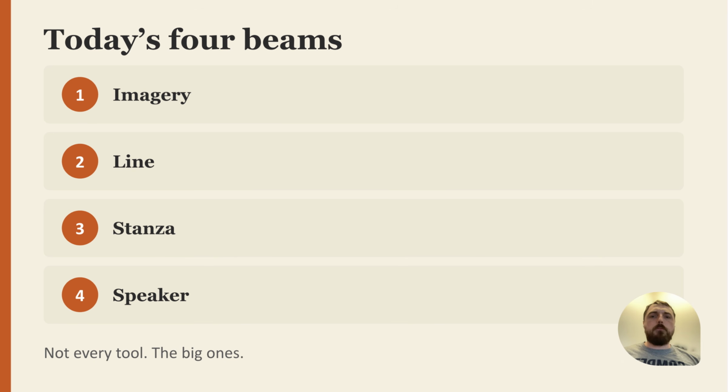Today, we name 4 beams. Not every tool a poet will ever use, the big ones. Imagery. You attach an idea to a thing a person can sense. Line. You decide where the thought breaks, and that break changes how the poem is heard. Stanza. You group lines into little rooms. Speaker. You choose a voice, and that voice is not automatically you.